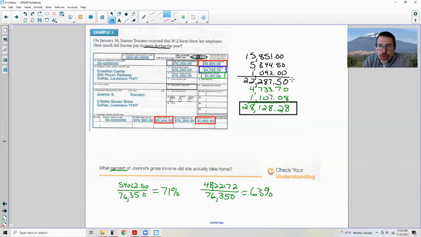They said that the answer to example 3 was 22,000, but then the check your understanding used this value, which they didn't use here. So anyhow, there's the two possible outcomes. If you did not calculate your FICA in, she took home 71% of her pay. But now when we're calculating FICA into it, she only took home 63% of her salary.